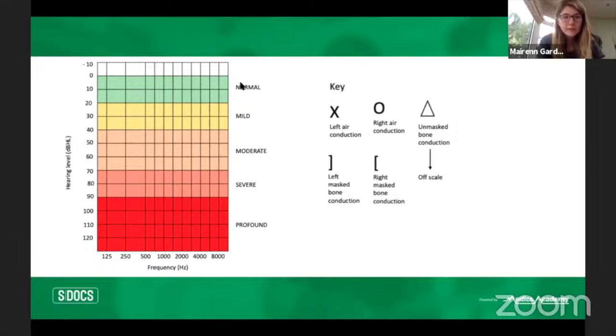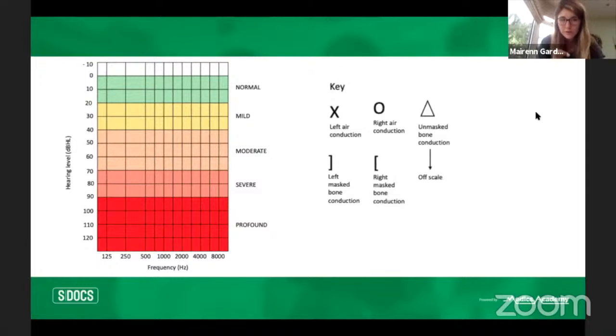The different things that can be put on a pure tone audiogram are sometimes a bit confusing. An X will be used for left air conduction. So this is the noise that they hear through the headphones, whereas an O is used for right air conduction. In some audiograms, the right ear will be red and the left will be blue, but this isn't in all of them. So I've used black here, but that can sometimes happen.